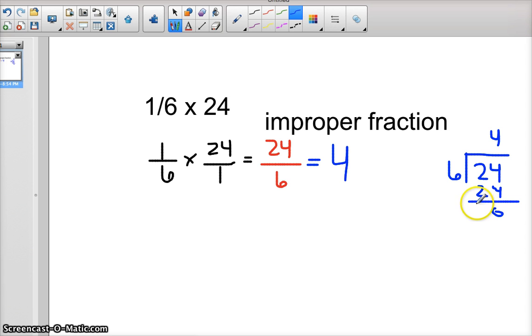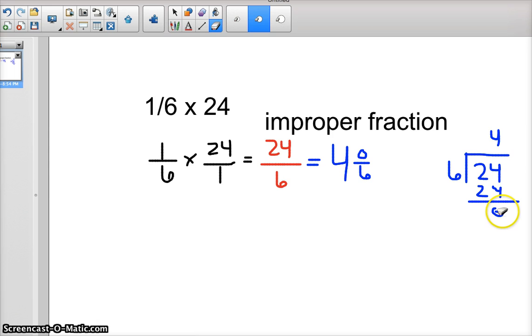I have a 0 as a remainder, so I could put 0 over 6 because there are 0 extras left over after you divide 6 into 24, and there's 6 in all. That's our denominator. It stays the same, but you can just get rid of it because if you have 0/6, or 0 of anything, it's equal to 0. So 1/6 times 24 is 24/6, which is equivalent to or equal to 4.